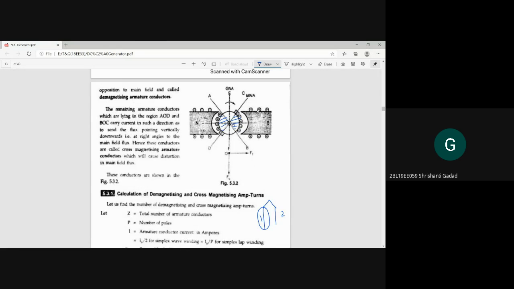The first case is the brush on GNA. What is the theta M value here? MNA and GNA are coinciding with each other. Then theta M will be what? See here, 0 degree. If this is the brush, then this brush, which is on the MNA, will be coinciding with GNA. Then theta M will be 0. That is the first case.